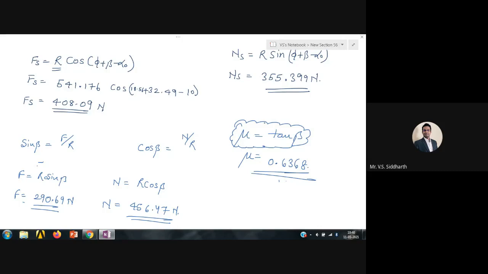If time permits, I will be taking the Friday afternoon class also. I have many different varieties of problems with me, but we can't solve all the problems in the class because of the time constraint. Already we have to complete our first unit by this week. So I can't solve all the problems, but some good problems I will be solving, and in the assignment also I will give you a few problems.